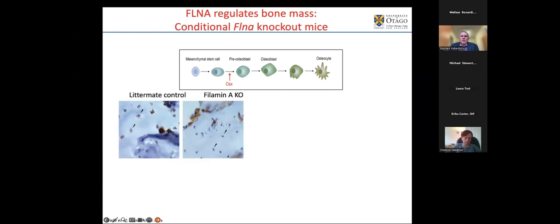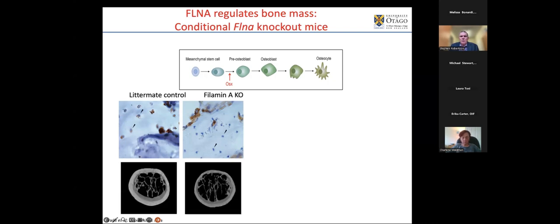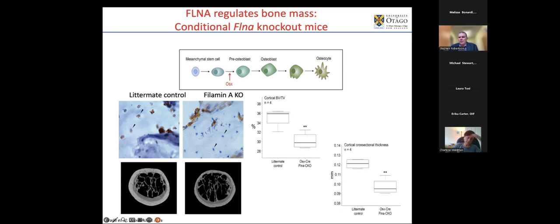What we actually did show, however, and we managed to get a good knockout using OSX-Cre, is that we do have osteopenia when we remove filamin from the osteoblastic lineage. And that's reflected in a reduction in cortical bone volume as well as cortical cross-sectional thickness. And so if we apply the logic here that if this is the loss of function, then the gain of function can perhaps relate to why we have the observation of increased bone formation in these disorders.